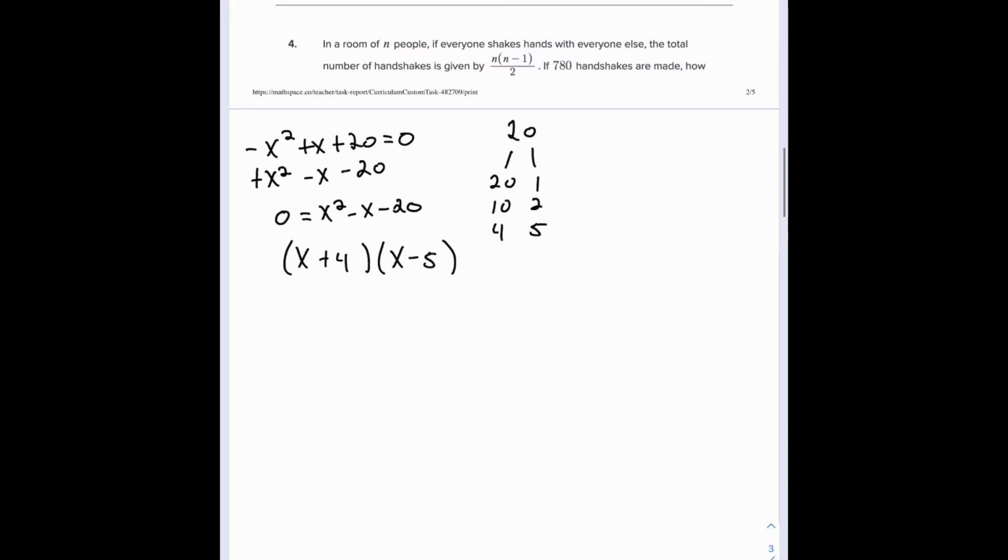So this is our factored form of the equation. Set it equal to 0. And now solving for x becomes simple. We just set each of these equal to 0. So x plus 4 equals 0.